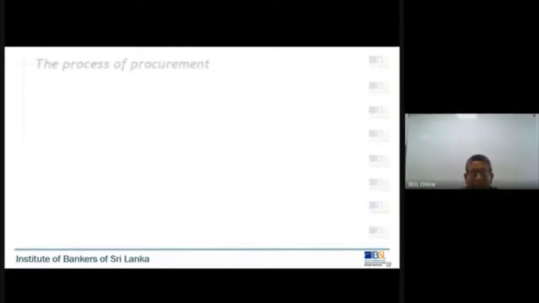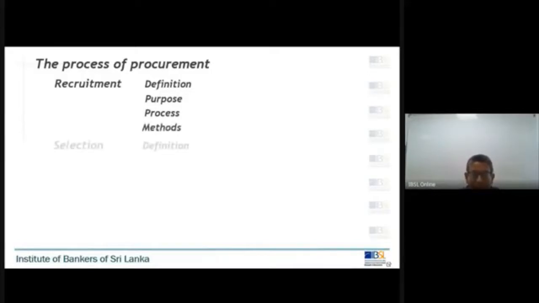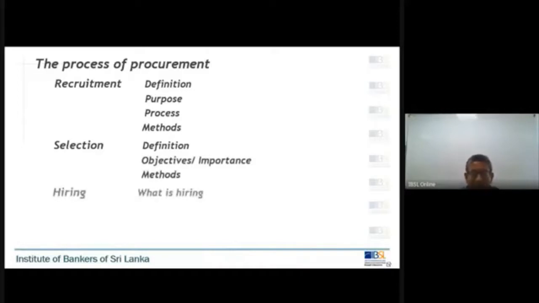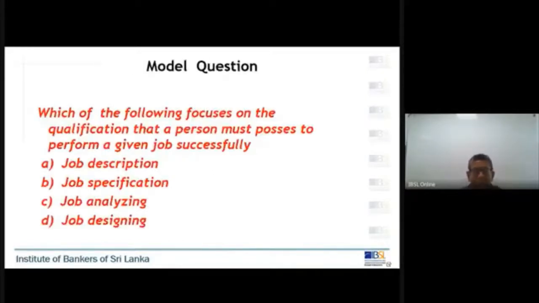Then we discussed the process of procurement, and under that recruitment: what is recruitment, the purpose of recruitment, the process of recruitment, and methods. Then we moved on to selection, where we discussed the definition of selection, objectives, importance, and methods. And then we discussed hiring, what is hiring, and then induction. I think we'll have a brief introduction to induction.